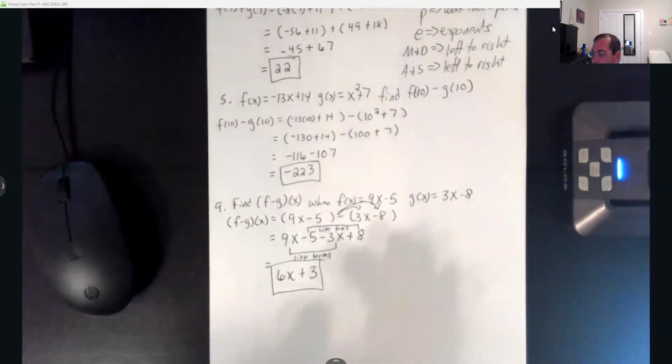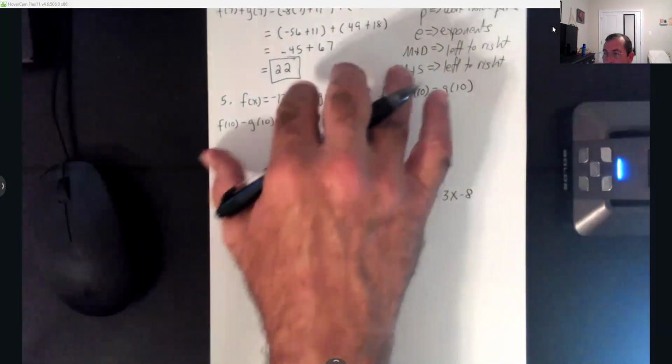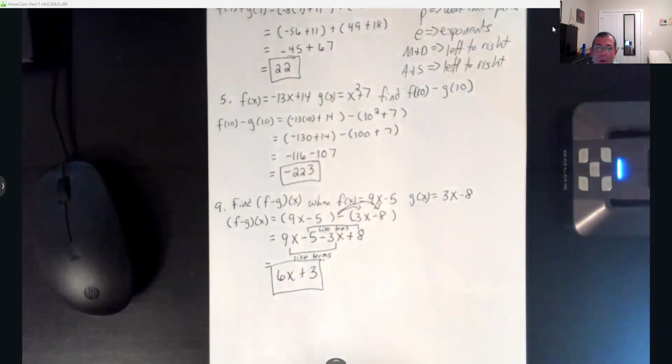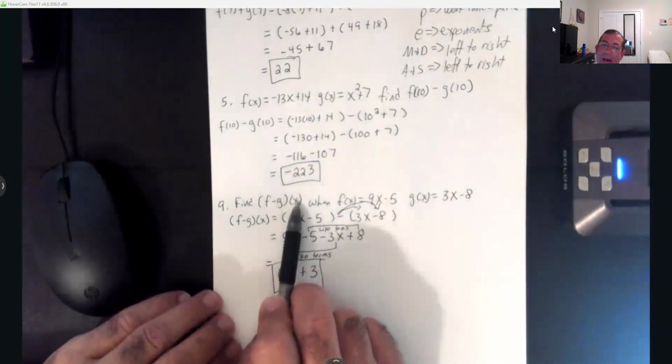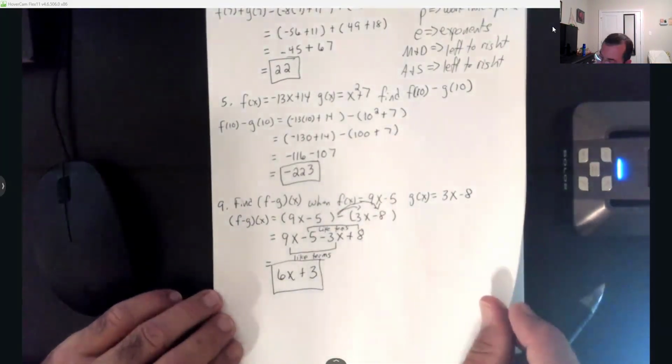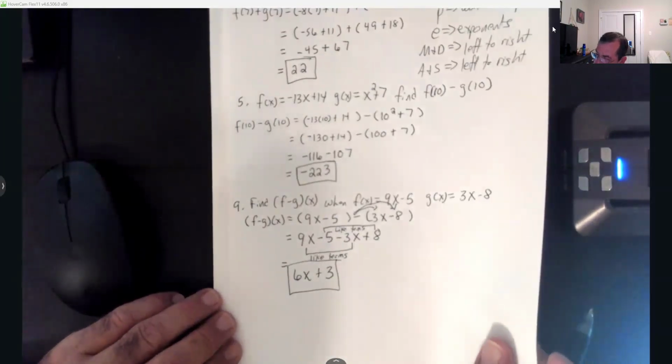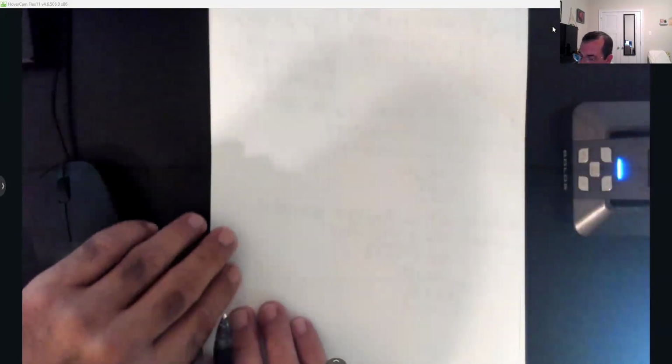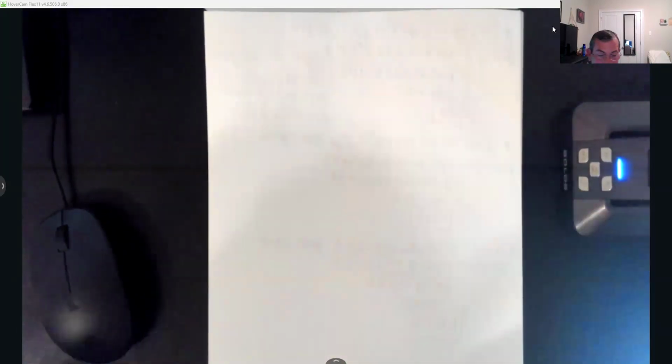So that's the difference between these problems. Are they giving me numbers to put in for the x's? Or are they just wanting me to simplify these expressions, okay? So they're not too bad. The big thing in this kind of stuff is keeping up with some signs, okay?